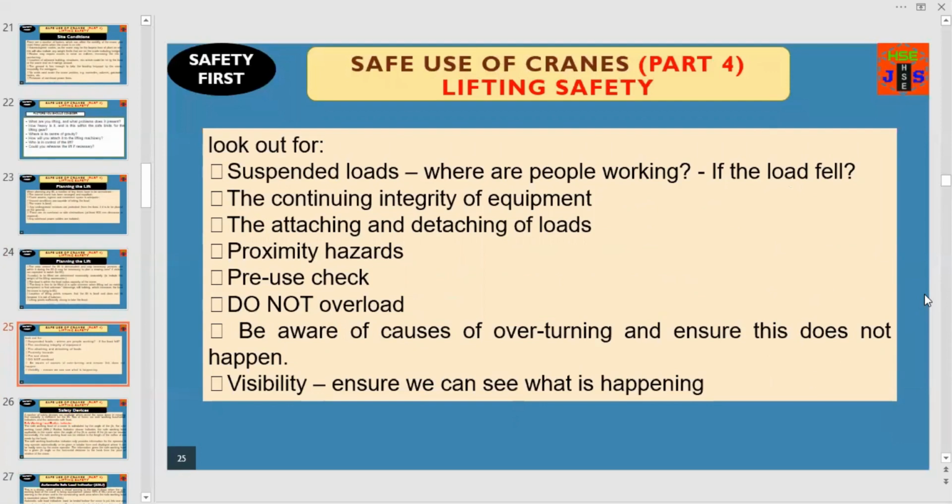Additionally, you have to look out for suspended loads. Where are people working? Is the load felt? The continuing integrity of the equipment, the attaching and detaching of loads, proximity hazards, pre-use checks. Remember, don't overload. Be aware of the causes of overturning and ensure this does not happen. And lastly, visibility, an important factor. You have to ensure that you can see what is happening and that it is happening safely.